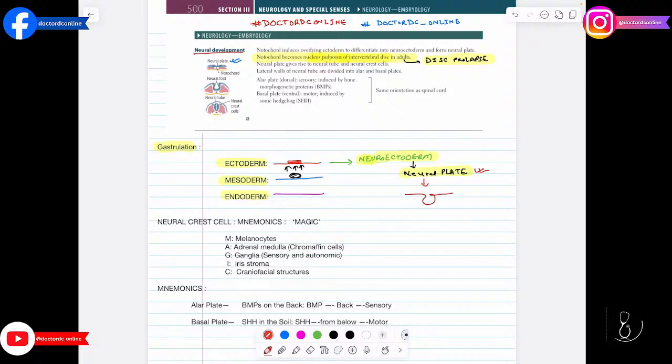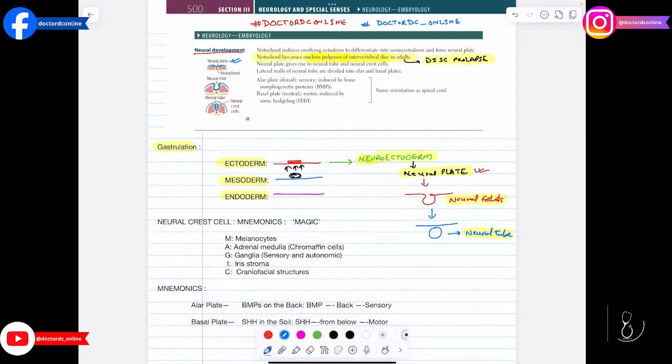At first, after the neural plate, they make the neural folds. And after the neural folds, what will happen? These fuse in the midline, creating the neural tube. So this is important: the neural tube will eventually give rise to the CNS, meaning brain and spinal cord.